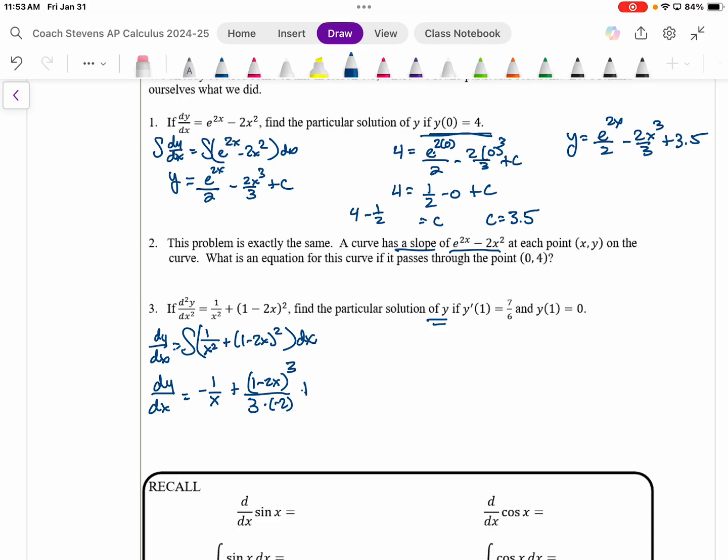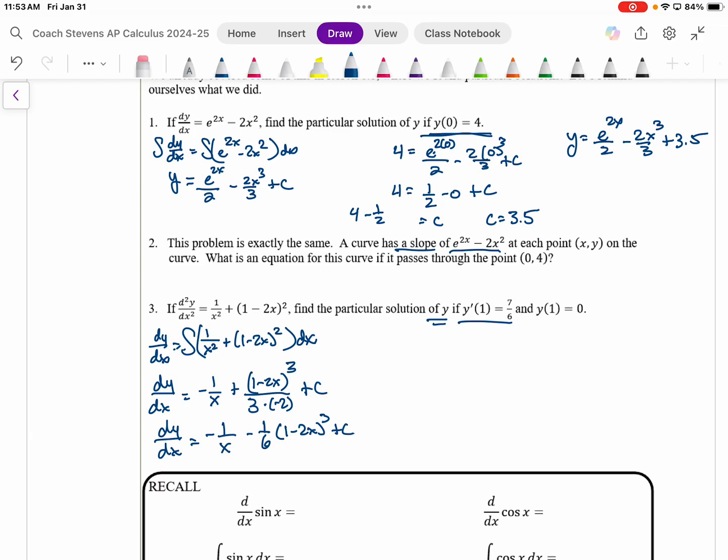And then I have a plus c. And so I'm going to clean that up a little bit. dy dx equals negative 1 over x, and then that's really minus 1/6 times whatever 1 minus 2x cubed is, plus c. And then now I'm ready to substitute in the first condition.